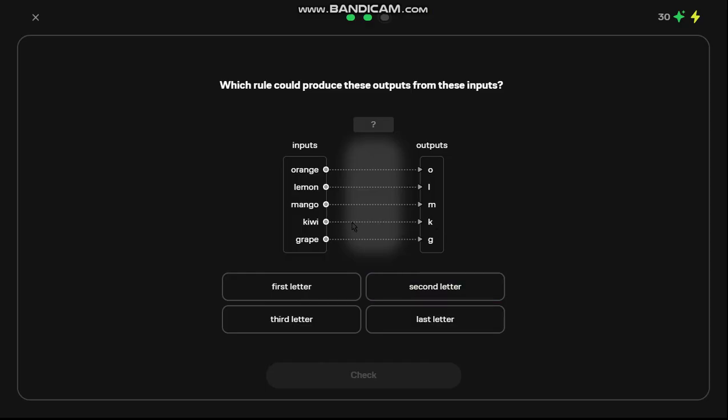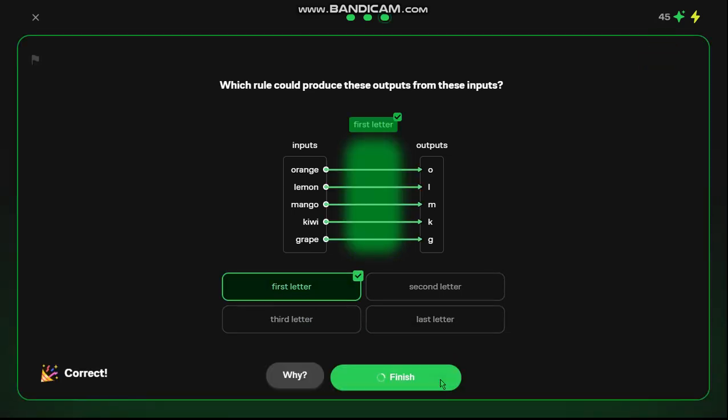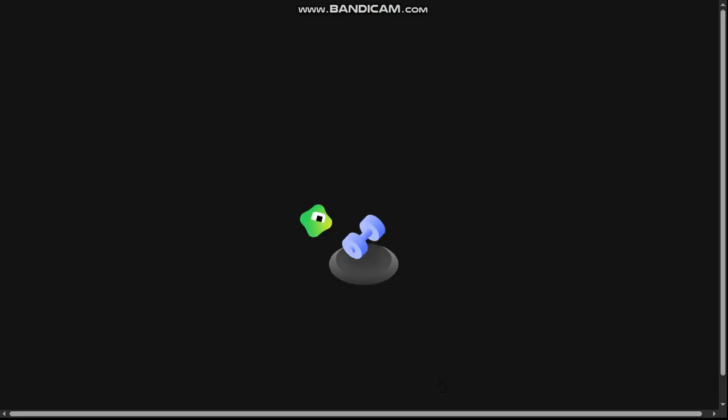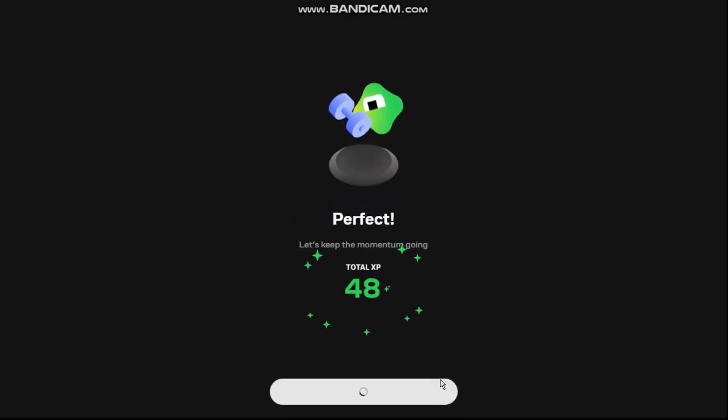Okay, let's continue. So here we have the input: orange, lemon, mango, kiwi, and grapes. And the output we got: O, L, M, K, G. So we see in the inputs there was some kind of letters, and these are the first letters, I think, because O is for orange, L is for lemon, M is for mango, K is for kiwi, and G is for grape. So it's the first letter. So that's our warm-up. We finish it, and now we're going to go to the real lesson.